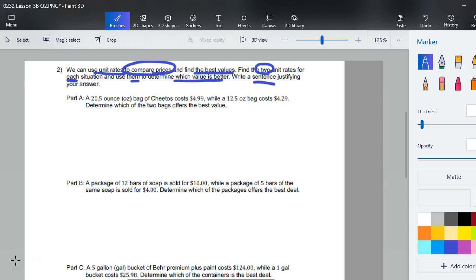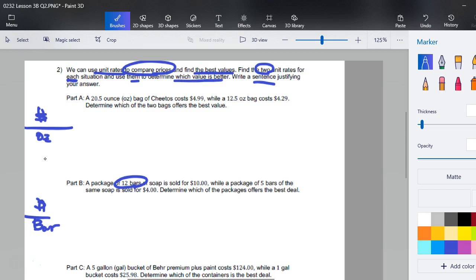a 20-ounce bag of Cheetos and then a 12.5-ounce bag, and determine which of the 2 bags offers the best value. I'm not sure anywhere on here does it say which direction to go, but I want to go price per whatever. In this case, it's price per ounce. In this case, it's going to be like the bars. So in part B, I'll do cost per bar, etc.